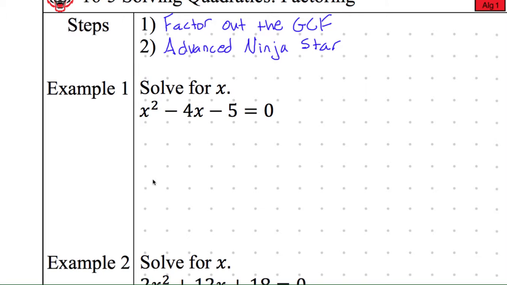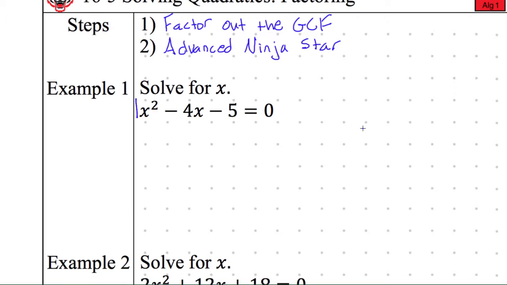All right, what am I doing? First, Fernando. Advanced Ninja Star. Why advanced Ninja Star and not step 1? Yeah, the greatest common factor is 1. I can't do anything because what is the greatest common factor of 1, -4, -5? It's 1, so no GCF.